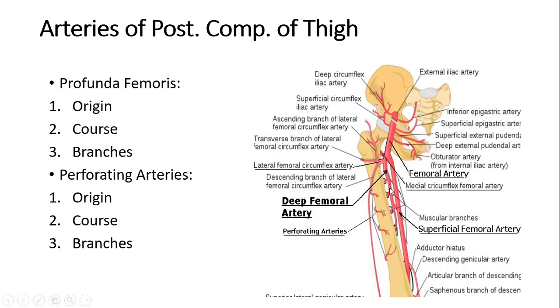So here in this diagram on the right side of the slide, you can see the profunda femoris, also called the deep artery of the thigh, and its location. Origin, it arises from the femoral artery soon after the femoral artery enters the thigh. So it is almost the proximal most branch of the femoral artery, given high up superiorly within the thigh.